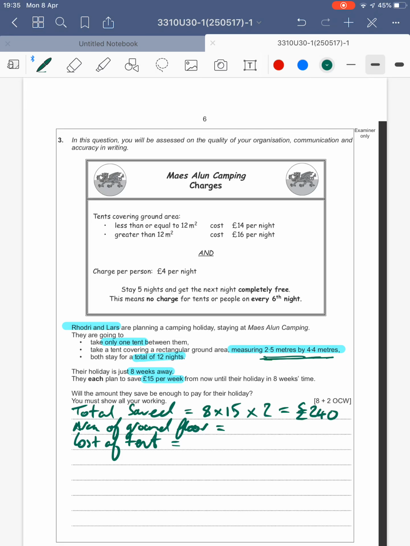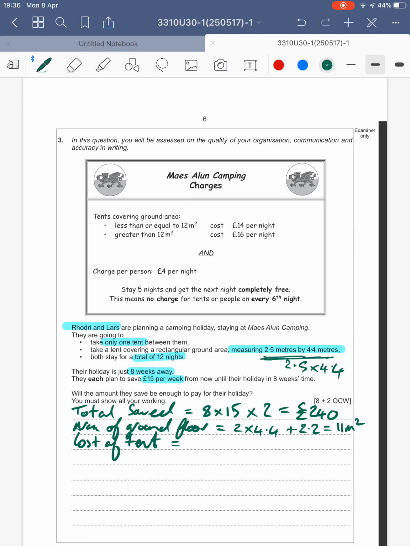And to do that, we need to do the area of a rectangle, which would be 2.5 times 4.4. Well, the easiest way to do that would probably be 2 lots of 4.4 and then add on a half of that as well. So 0.5 times 4.4, or half of 4.4, which would be 2.2. 2 times 4.4 is 8.8 plus the 2.2. That's going to give me 11, and that's meters squared. Area is measured in squares.